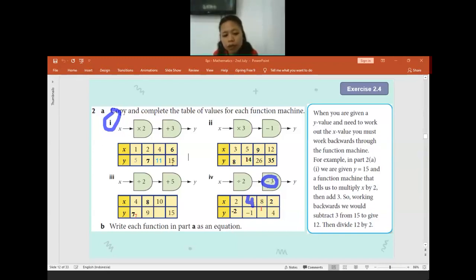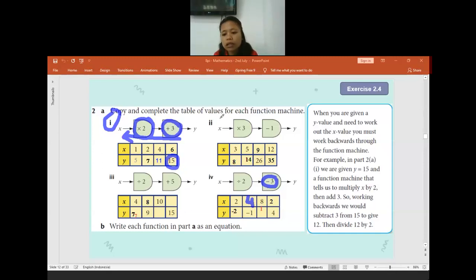When I have 15 here and I want to find the input, I have to do it from the back in the opposite way. Because this is plus 3, the opposite of plus 3 is negative 3. So 15 minus 3 equals 12. And then this is times 2. The opposite of times 2 is divided by 2. 12 divided by 2, the answer is 6. That's why the input will be equal to 6.